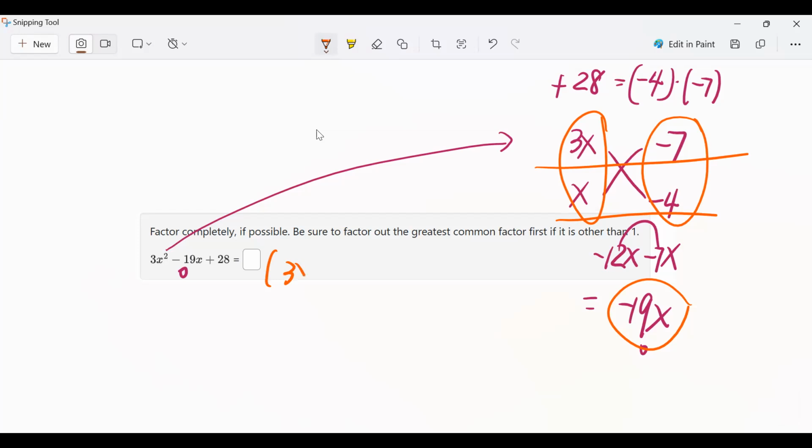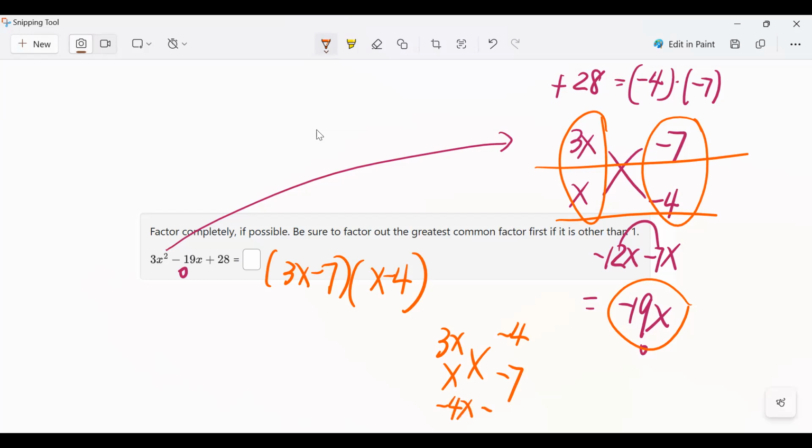Parentheses 3x minus 7 was first, x minus 4 was second. And if you arrange these two numbers in a different order, then that's not working, right? Let's say you put negative 4 on top, negative 7 on bottom. Negative 4 times x is minus 4x. Negative 7 times 3x is minus 21x. Combine them is negative 25x. And that's not good, right? That does not match.